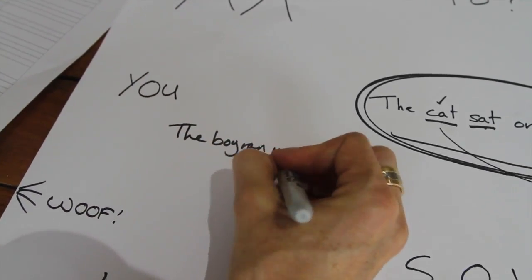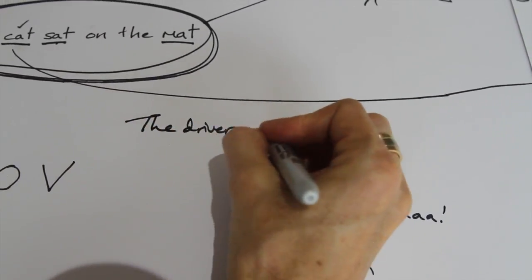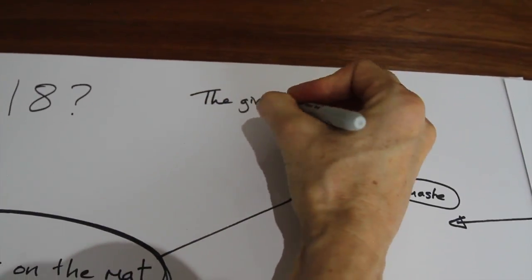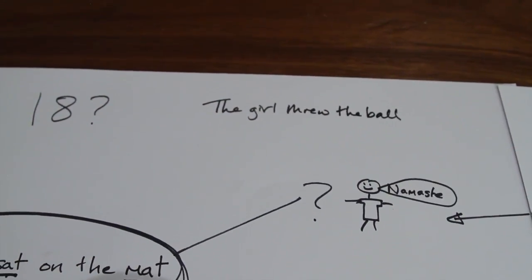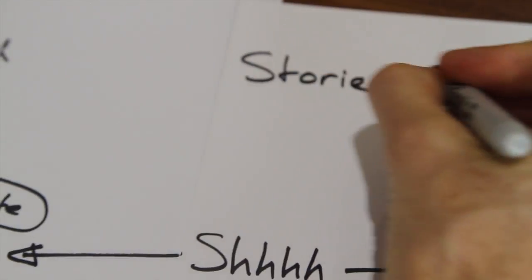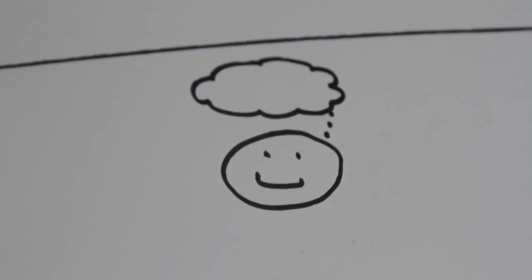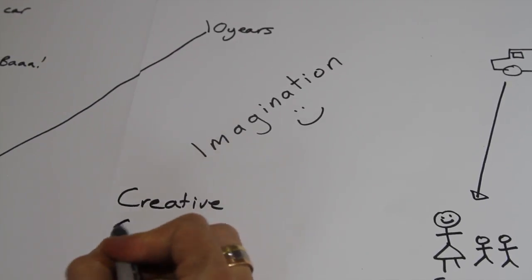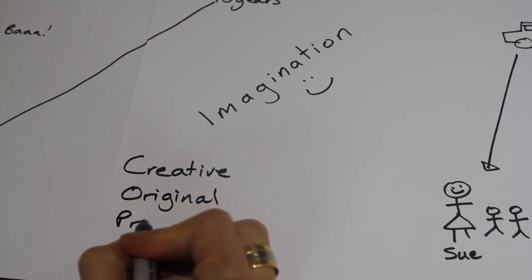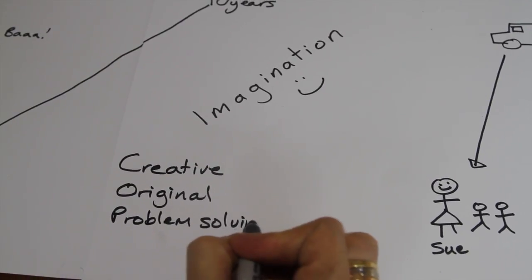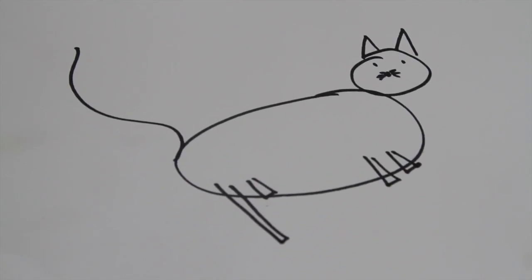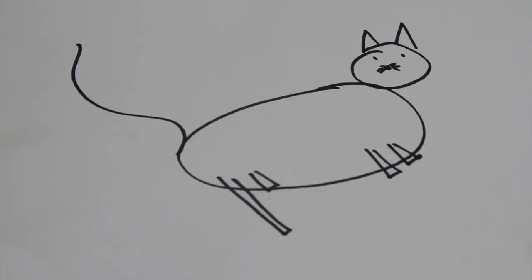Try it for yourself. Pick a simple SOV sentence of your own. The boy ran up the hill, the driver crashed into the tree, the girl threw the ball. Whatever. There are no limits at all. Then let your mind free. It's all about getting you to think. Creative thinking, original thinking, problem solving. The cat never just sat on the mat.